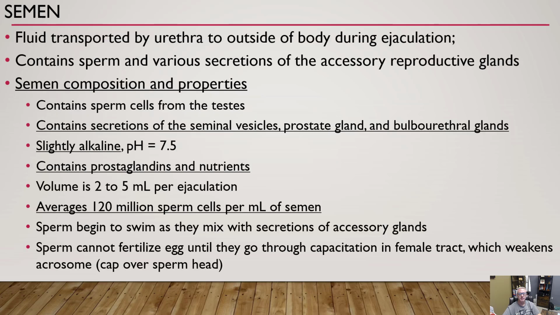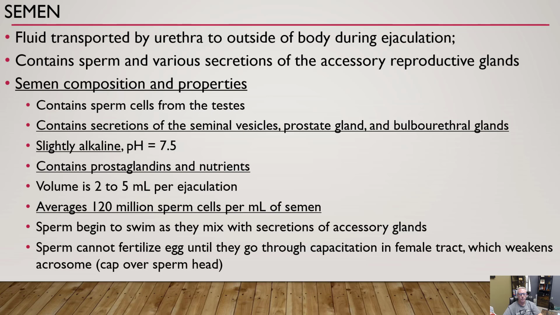All right, so semen itself contains sperm and all of the secretions that we've talked about so far. So it contains sperm cells from the testes, and then secretions from the seminal vesicles, the prostate gland, and the bulbourethral glands. It's a little bit alkaline. I said 7.2 to 8.0 here. It says 7.5. Fructose, prostaglandins, nutrients. And per ejaculate, it's about 2 milliliters to 5 milliliters.